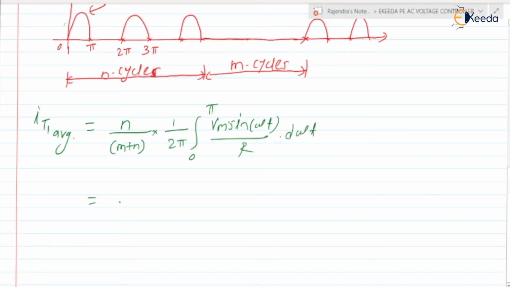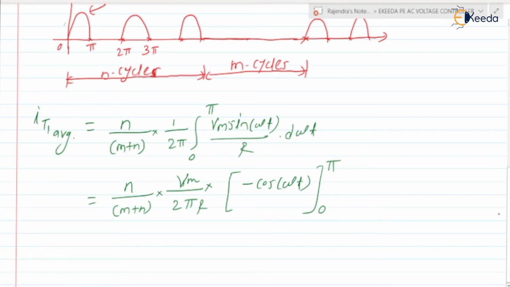So we can simplify it as IT1 average is equal to N upon M plus N into 1 by 2 pi, and we can take Vm by R outside. It is Vm upon 2 pi R. Next, what is the integration of sine? It is minus cos of omega t, limit 0 to pi.